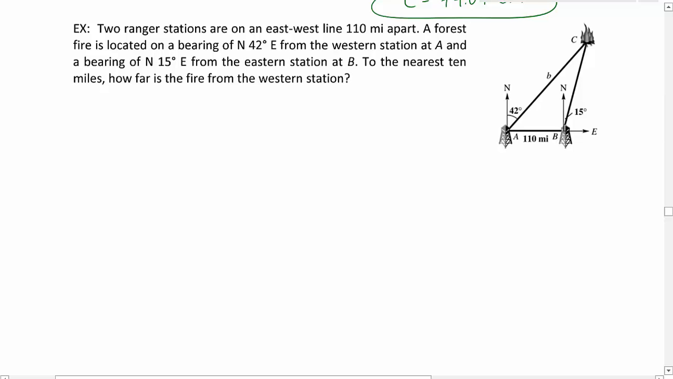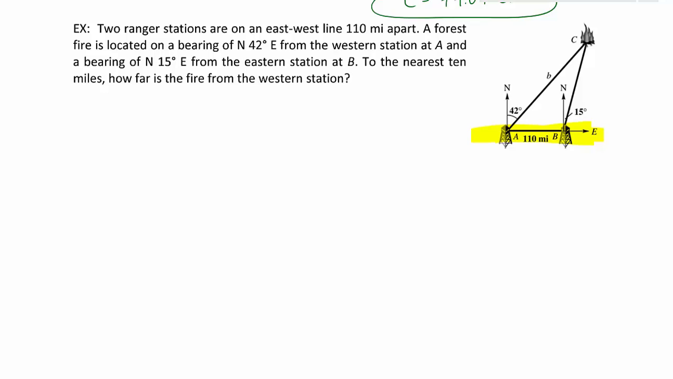Well, here I've kindly given you the drawing. In the future, it's going to be really important that you can create this drawing, and I think that's one of the most important parts about trig application problems: being able to draw yourself a good picture. So I'm just going to walk you through the diagram based on their words to make sure that you would come up with the same diagram. So two ranger stations are on an east-west line, so that means a perfectly horizontal east-west line, 110 miles apart. A forest fire is located on a bearing of north 42 degrees east from the western station.